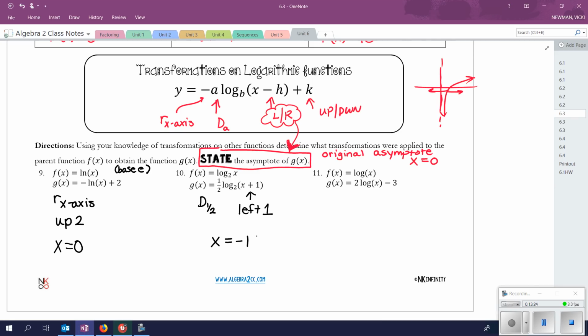Number 11, we have log with no base written, which you have to know is base 10 if it's not written. So we have 2 out front, which means a dilation of 2. And we have -3 after the parentheses of the log, so that means we go down 3. Since we didn't go left or right at all, our asymptote is still x equals 0.